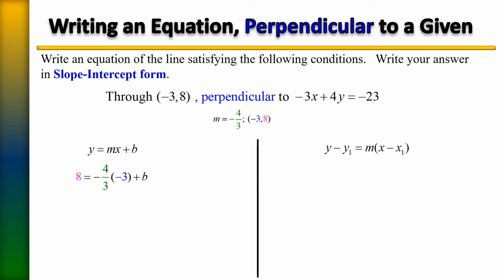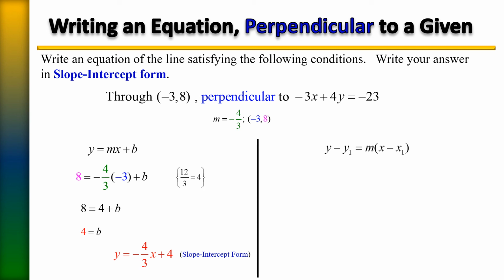We can simply cancel these 3's. And also I see here that a negative times a negative is a positive. That's going to leave me with just a +4. Now we can also write it as a fraction if you like. It would be +12/3, and 12/3 is 4. Last step to solving for b is to subtract 4 from each side, and b equals 4. So our line, we can go ahead and write it. Our line is y = -4/3 x + 4, and that is our line written in slope-intercept form.